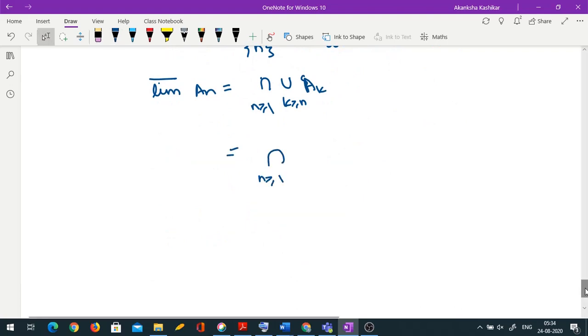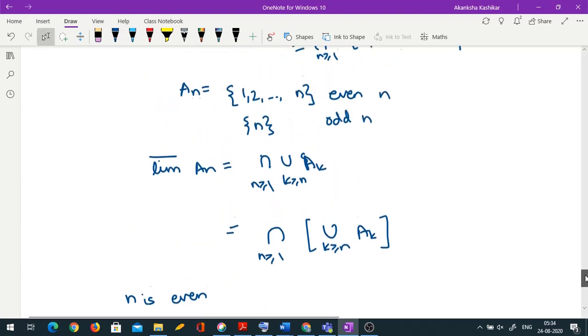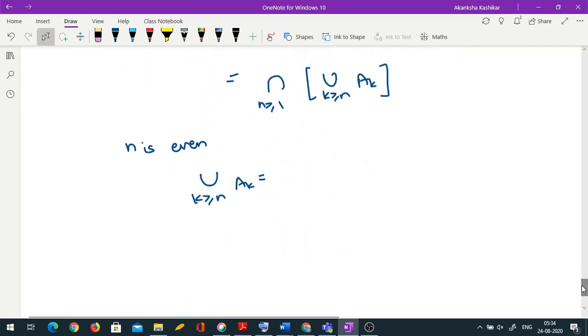Intersection n greater than or equal to 1, union k greater than or equal to 1, n, ak. Okay, now there are two possibilities. Let me start with n is even. So if n is even, union k greater than or equal to n, ak would be, for even n, my n is 1 up to n. Okay, so this would be 1, 2, 3 up to n.